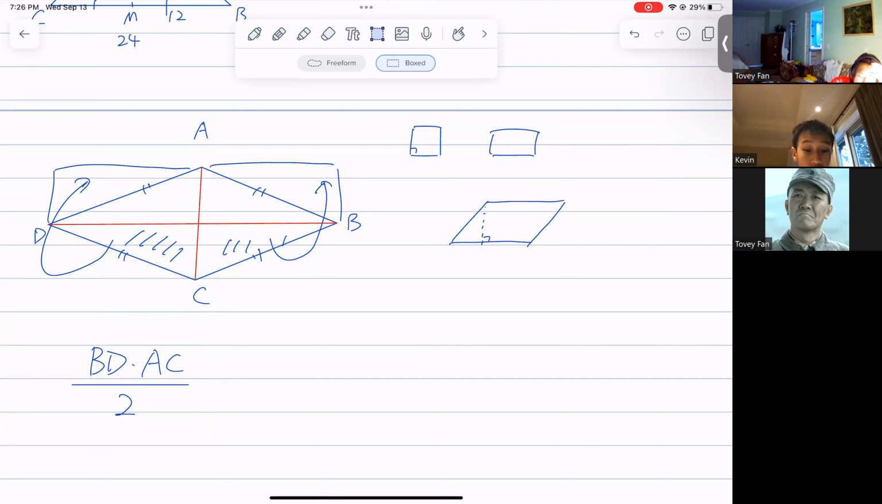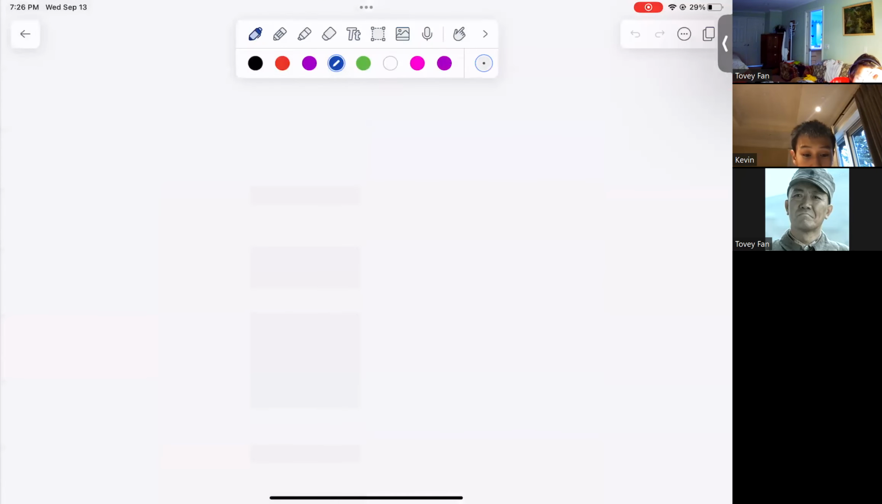This is pretty fundamental. How long have we been having classes? This is like in COVID, we were doing geometry. I already covered this, okay? Yeah, diagonal times diagonal divided by 2. Yeah, this is more of a review.